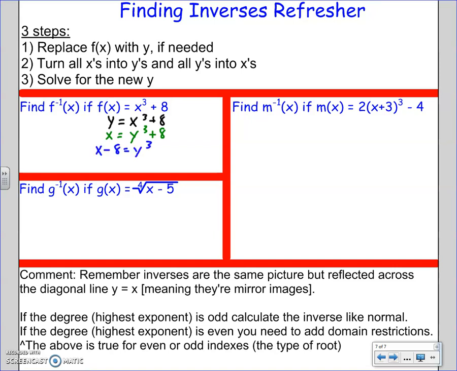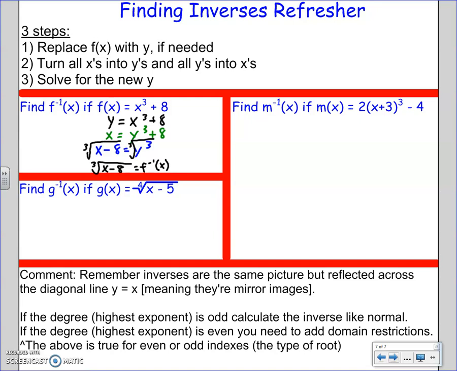Now y is almost by itself. To get rid of the third power, you have to do a third root. So instead of doing a square root, you can do a third root by putting a little 3 right here. And that cancels out. So the final answer is the cube root of x minus 8 equals y, but instead of y, we call it f inverse of x. Done. All right, the next one is kind of reverse.